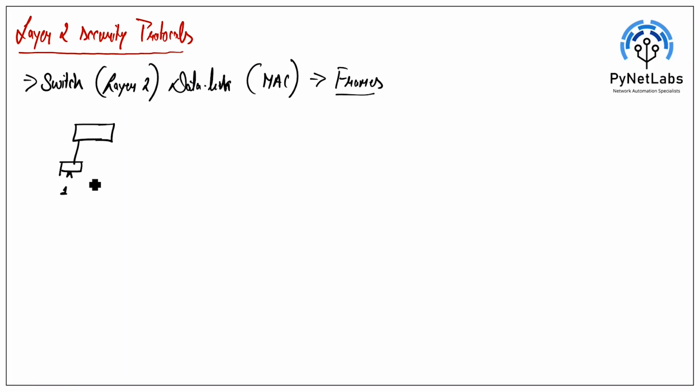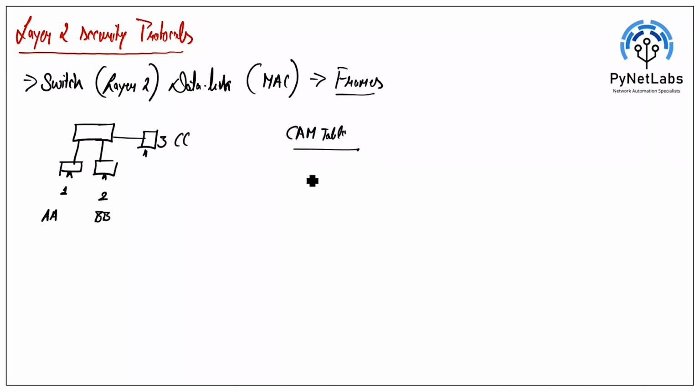This is your PC1, this is your PC2, this is your PC3. So these are the three PCs. Let's say PC1 has the MAC address AA, PC2 has the MAC address BB, and PC3 has the MAC address CC. If you are talking about the CAM table of the switch, the switch is going to create one CAM table here.